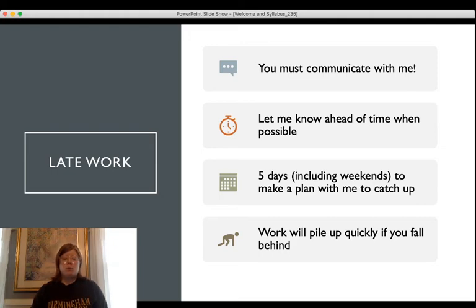I also want to warn you that late work is not just a problem because I might not grade your work. It's a problem because there's a lot of work for this class, and it will pile up very quickly if you fall behind. Also, each assignment builds on each other assignment. So if you fall behind, you may have a harder time catching up than you expect. So please try to stay on track and let me know immediately if there's a problem.